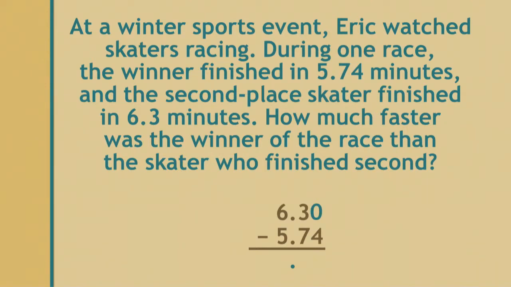But first, let's try an estimate. We will round each number off to the nearest whole number. The top number, 6 3/10, becomes 6. The bottom number, 5 7/4, will round up to 6. And 6 minus 6 is 0.